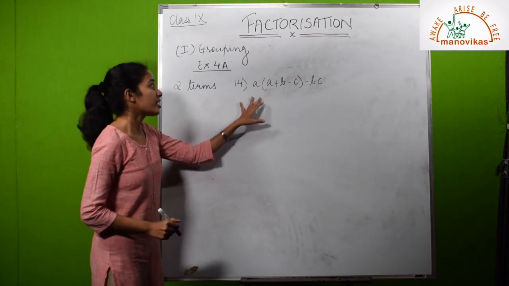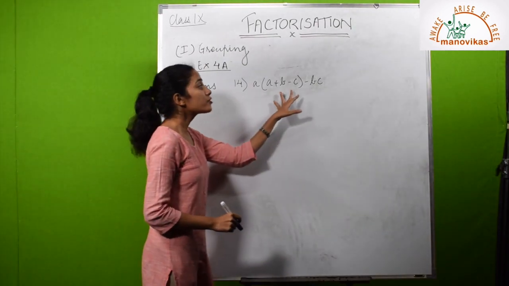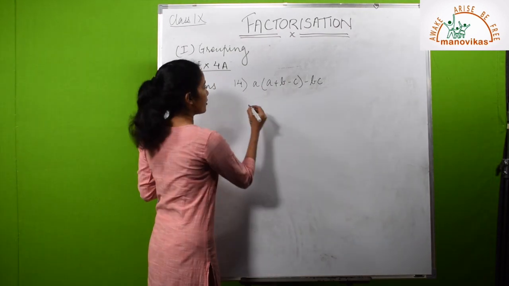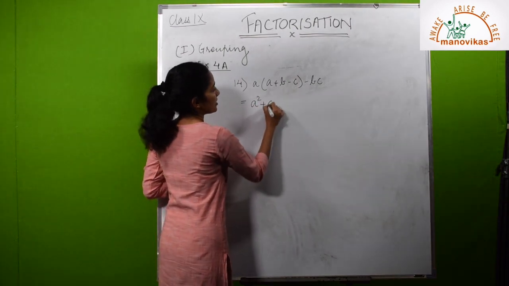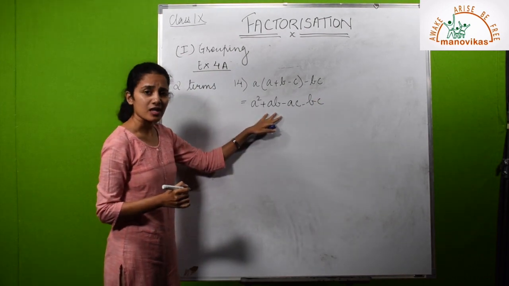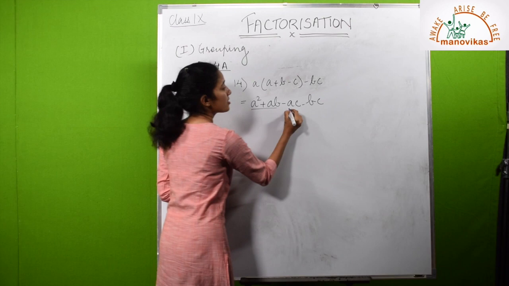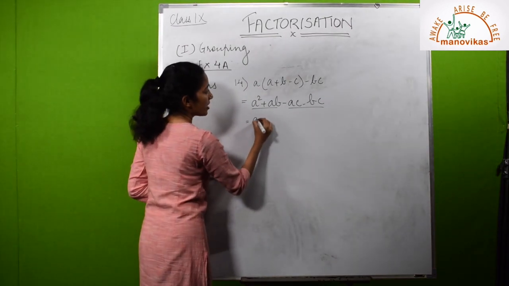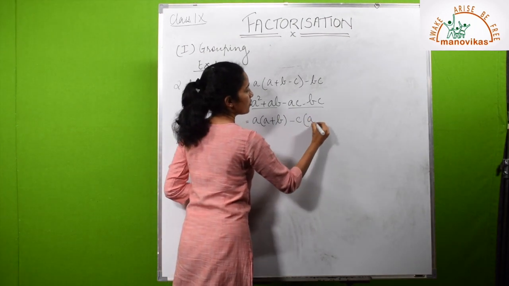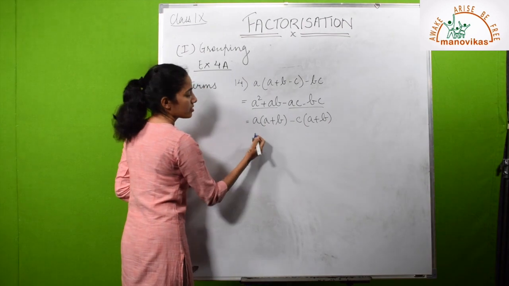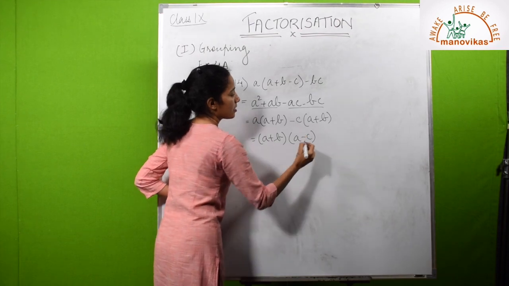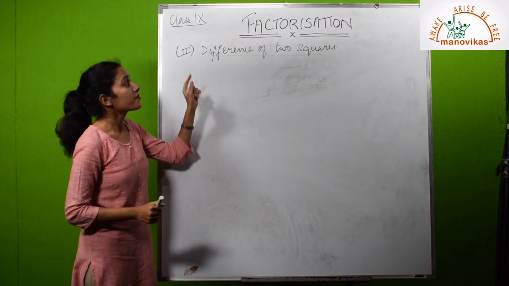Let us consider another example with two terms. When you have two terms in an algebraic expression, you directly open up the brackets. So you have here a square plus ab minus ac minus bc. Now you have an algebraic expression with 4 terms, so you repeat the same process again. From the first group, a is common, and from the second group, negative c is common to give you a plus b. Again from this, you see that the bracket a plus b is common, so what has remained is a minus c.